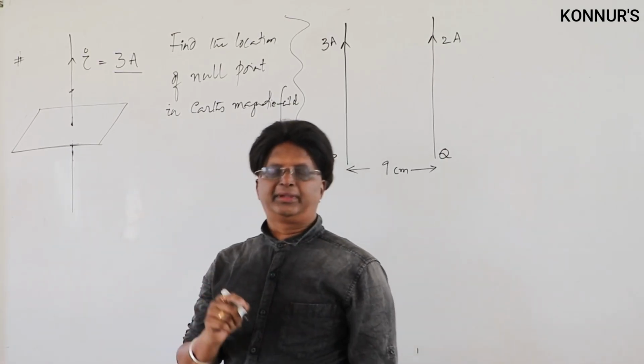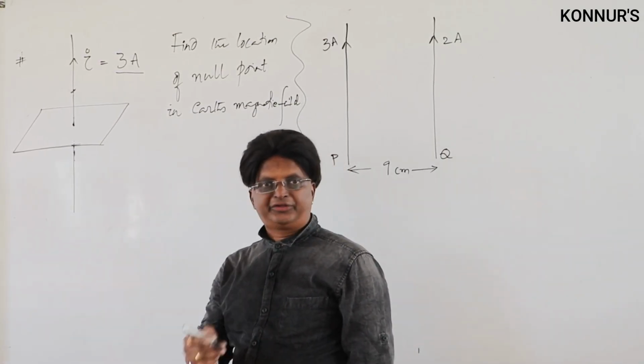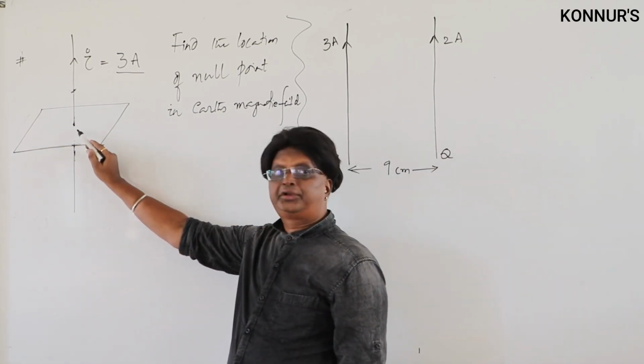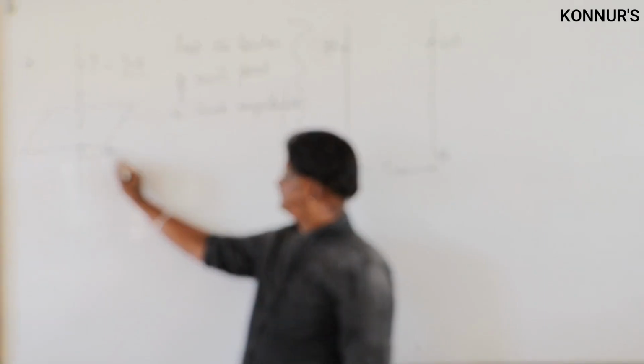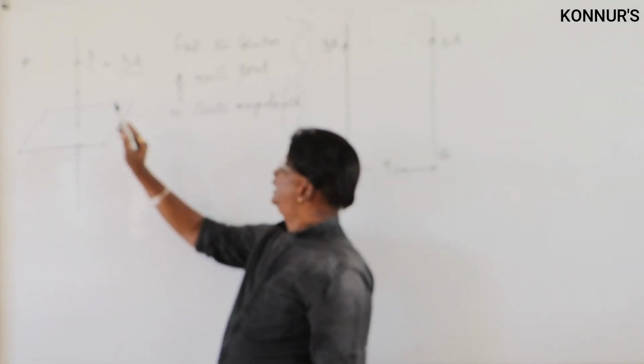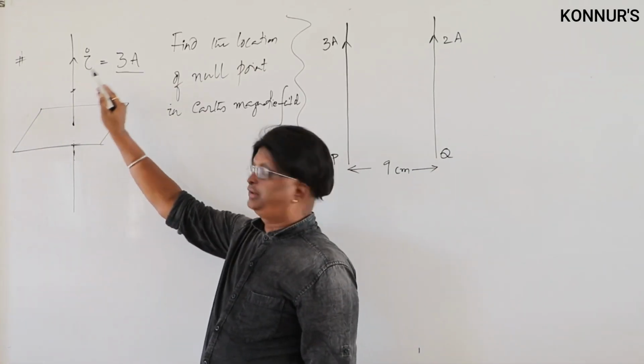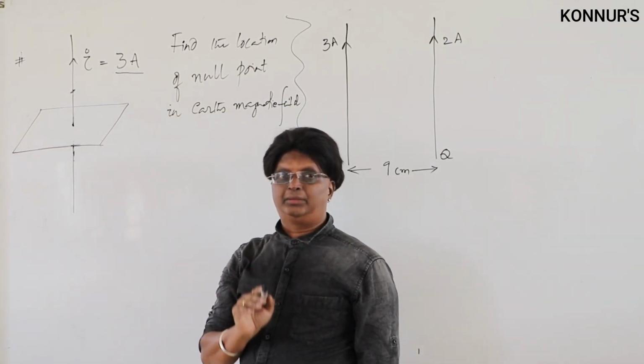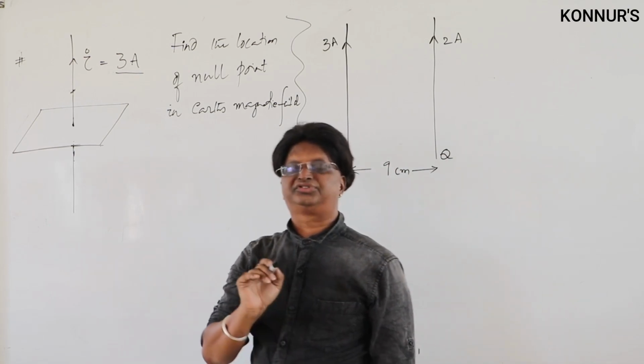Now let us find some examples for that concept that we have explained. Now here it says a long straight conductor held vertically, and this is a horizontal plane. It carries a current of 3 ampere. The conductor, long conductor, it is said. Now the question is to find the location of the null point in Earth's magnetic field.